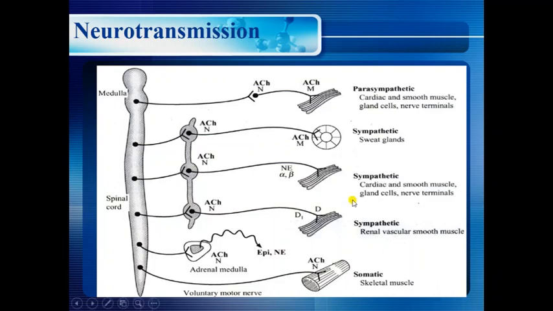You all know that the nerve fibers which secrete acetylcholine at the postganglionic area are called parasympathetic fibers, which are predominantly present in cardiac and smooth muscles, gland cells and nerve terminals. The fibers which end in the sweat gland, though releasing acetylcholine, are considered as sympathetic stimulation. Majority of the sympathetic fibers which end at the cardiac and smooth muscles, gland cells, nerve cells, renal vascular smooth cells, release either epinephrine or norepinephrine at the end point. So nerve fibers which secrete either epinephrine or norepinephrine at the end point are considered as sympathetic nerve fibers.